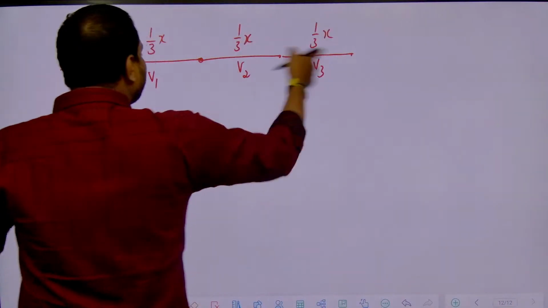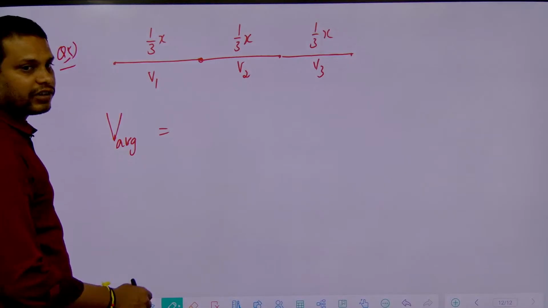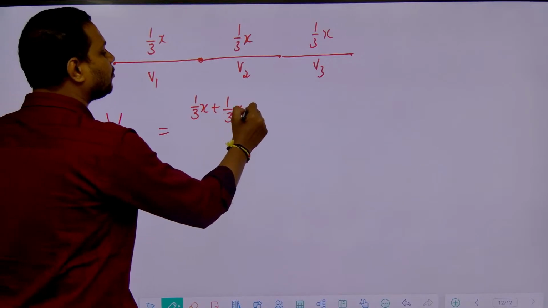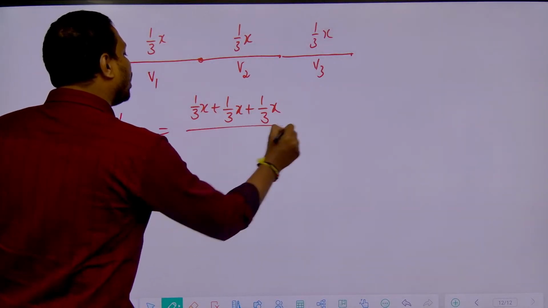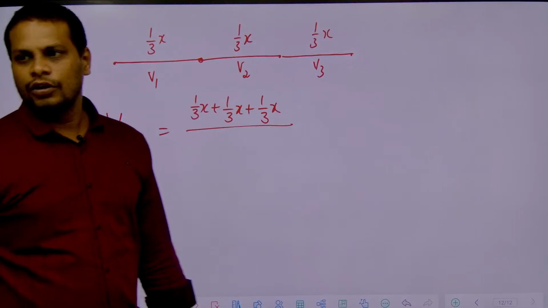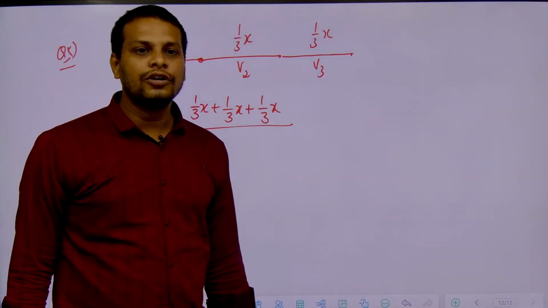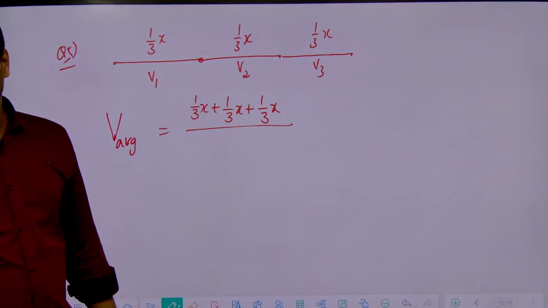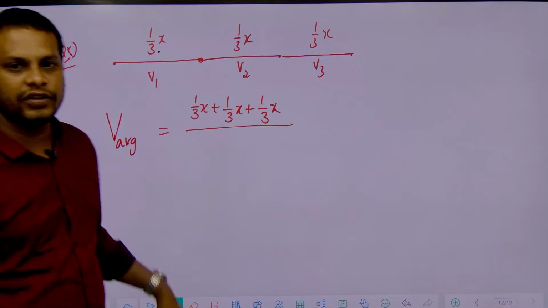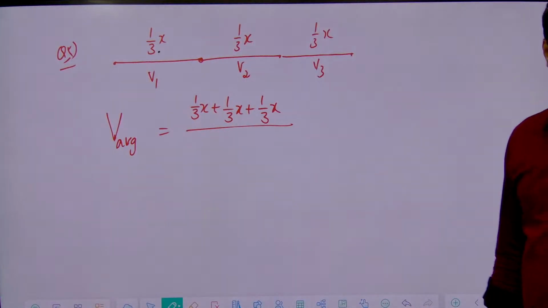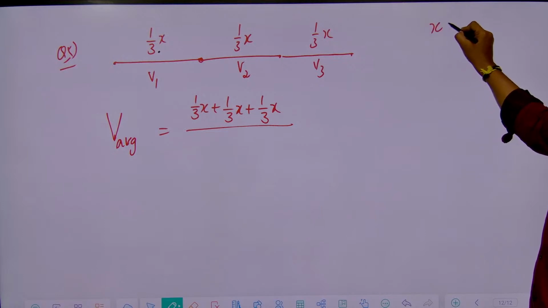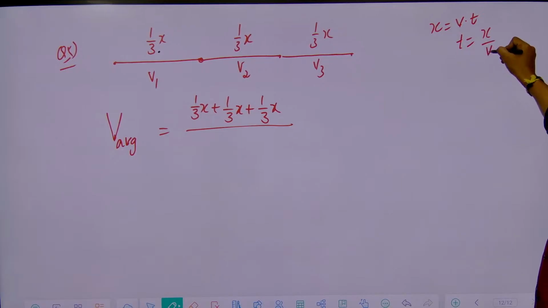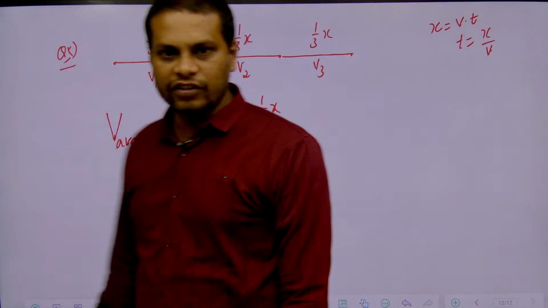Now, the total distance covered is how much? What is the formula? Total distance covered is 1/3x plus 1/3x plus 1/3x. Now tell me, what is the average speed formula? Total distance covered by total time taken. But here time is not given. What is given? Distance and velocity. Do you remember how to calculate time? We studied this in the morning. Distance is equal to speed into time. Then time is equal to how much? Distance by speed.